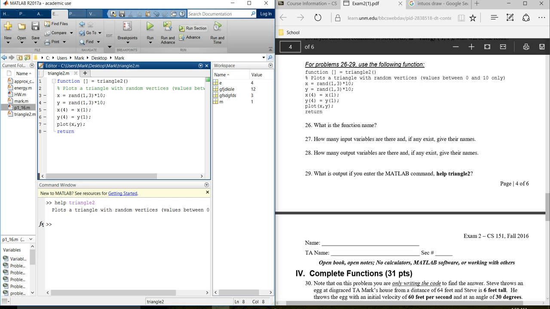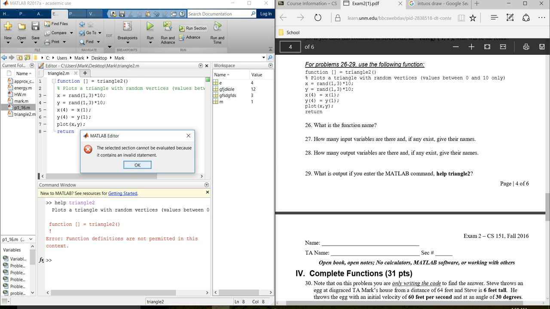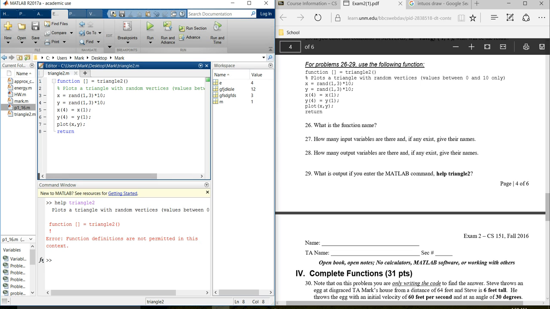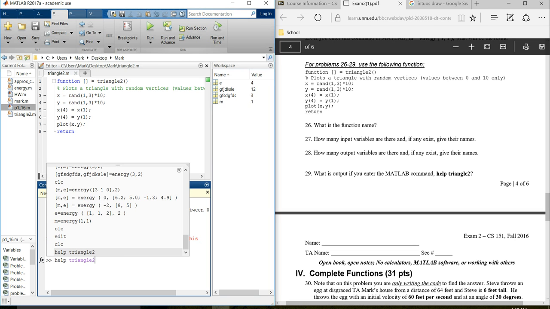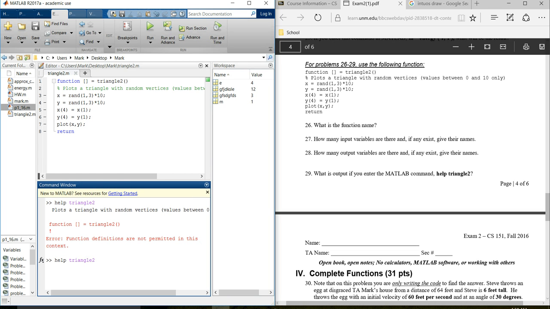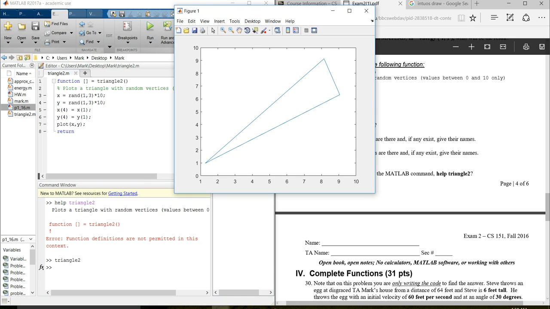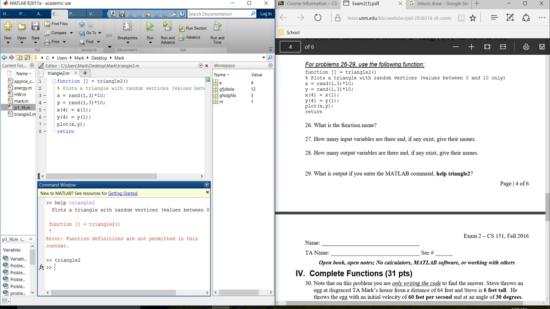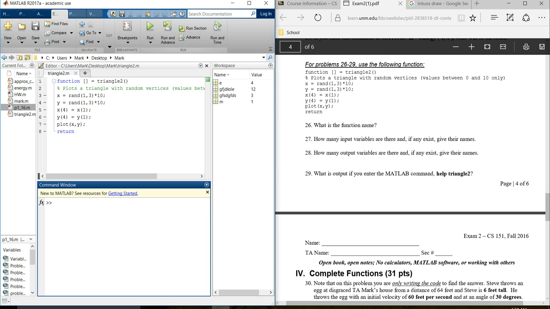That's cool. Let's see what happens if we run it. What? Why? Oh, because I can't run it like that. You gotta say triangle 2. Oh, that's cool. Oh man, those get me every time.